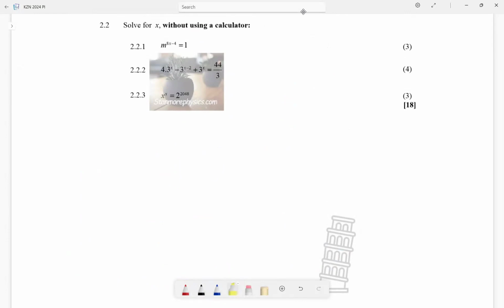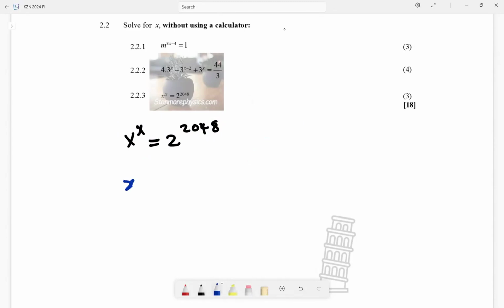Now I look at 2.2.3, I have x to the power of x equal to 2 to the power of 2048. Now I'm trying to solve for x. I want to make this part in a way such that it will equal something like 2 to the power of 2, or 8 to the power of 8, so that it becomes the same format as this one. So how can I do that?